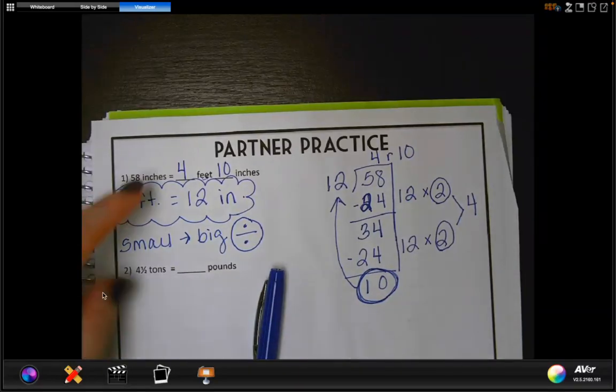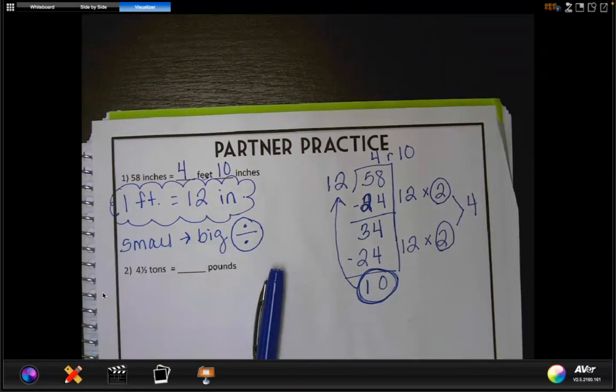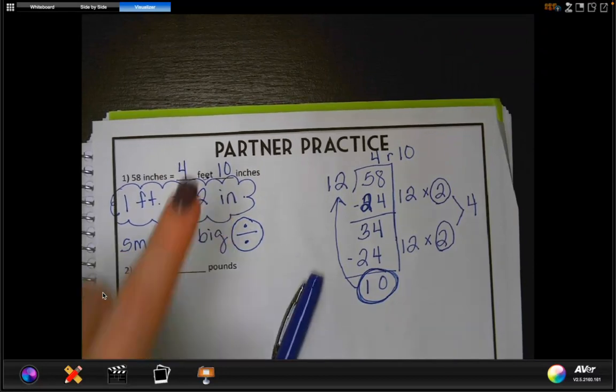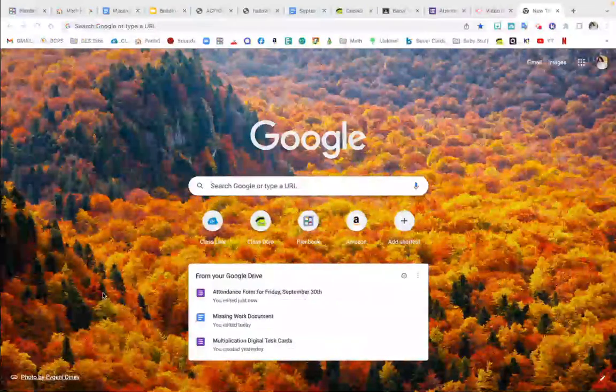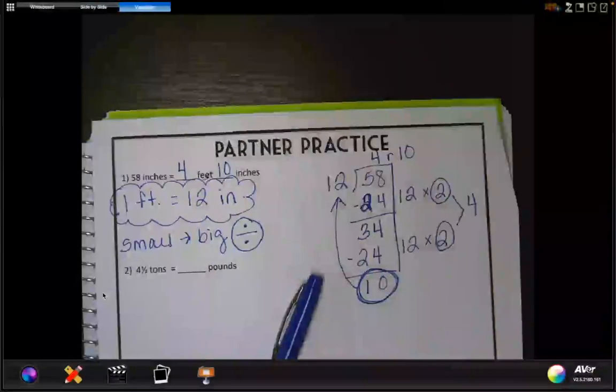So this person is almost 5 feet tall. If they added 2 more inches, then they would be 5 feet tall. Okay. Let me just make sure we're still recording. Yes, we are. Okay, so let's go ahead and move on now to question number two.